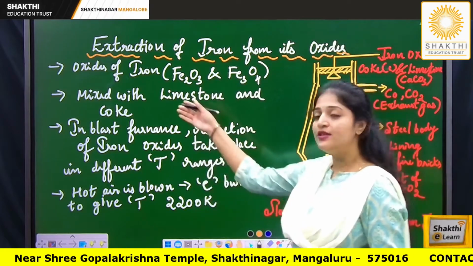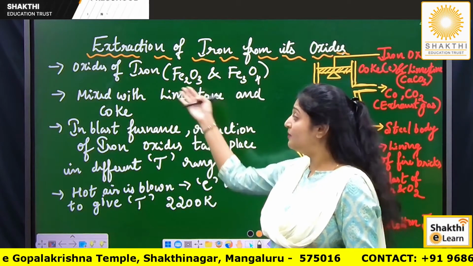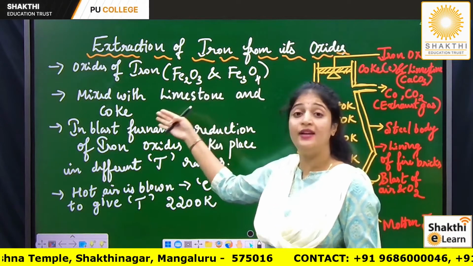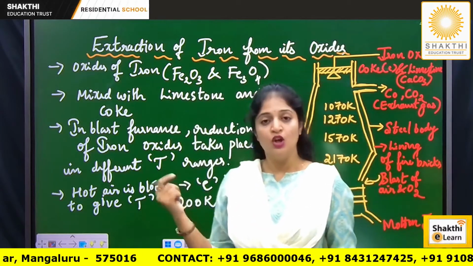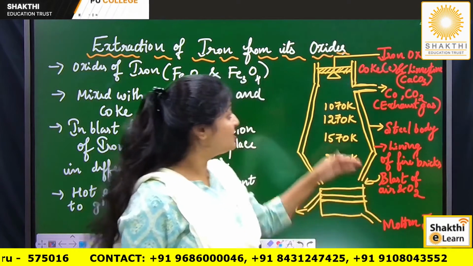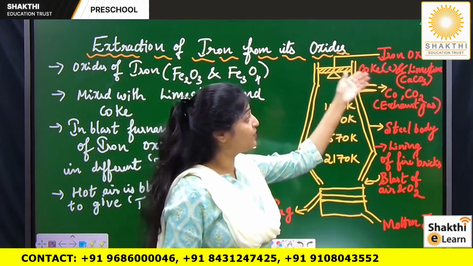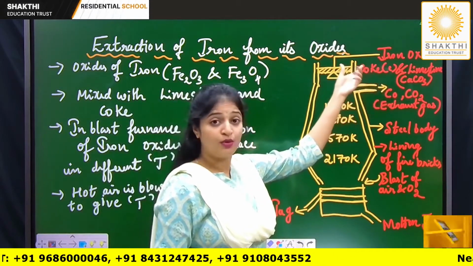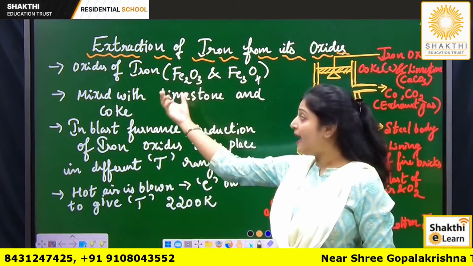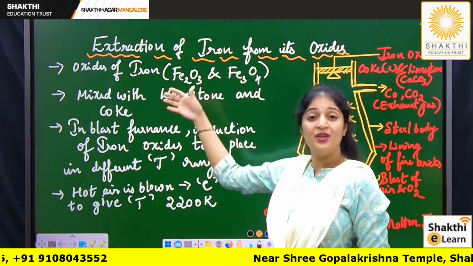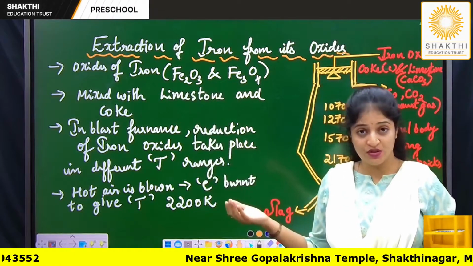So oxides of iron along with a mixture of limestone and coke will be added from the top of the blast furnace. So what happens when you transfer the mixture of this iron oxide, coke and limestone from the top of the blast furnace? Initially we need to add oxides of iron which is obtained after the concentration process.